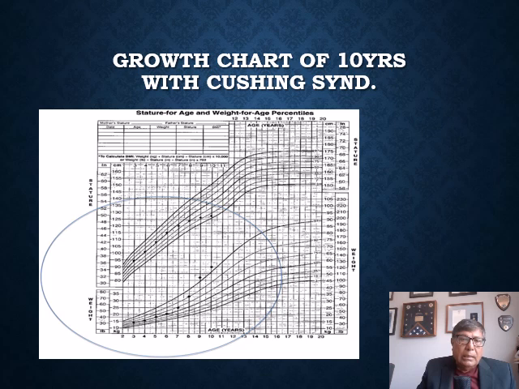And again, this is a 10 years old boy's chart with Cushing syndrome, and it says the same thing. The height has started falling from the percentile and the weight is going up.